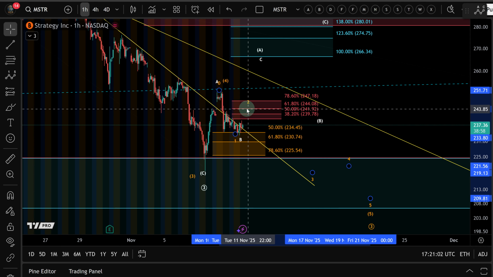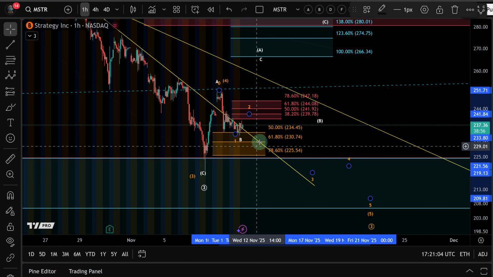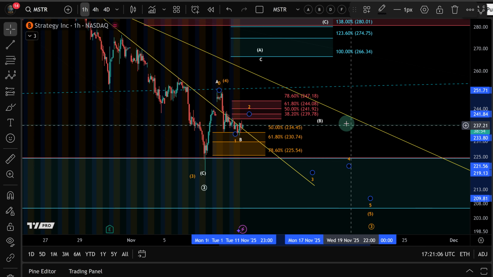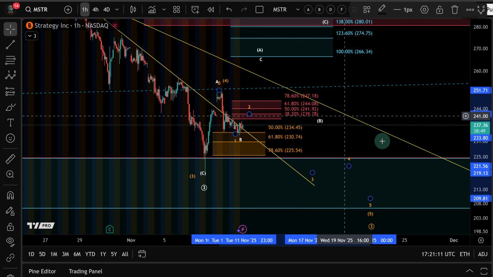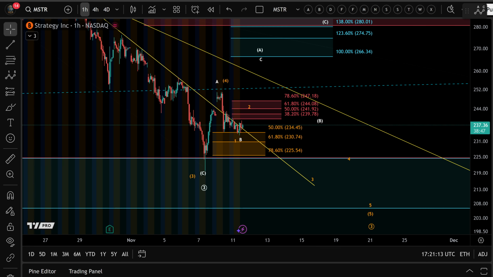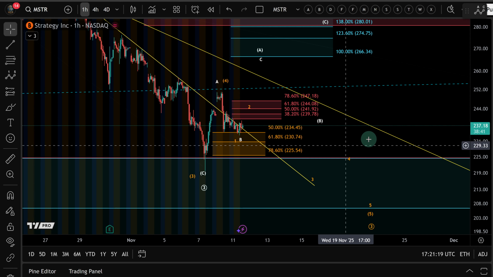And then the resistance area here, the nearest resistance that needs to be overcome by the bulls, is between $239.78 and $247.18. So that's the update on MSTR. Hope that added some value. It gives you the key support and resistance levels to watch and the breakout points.